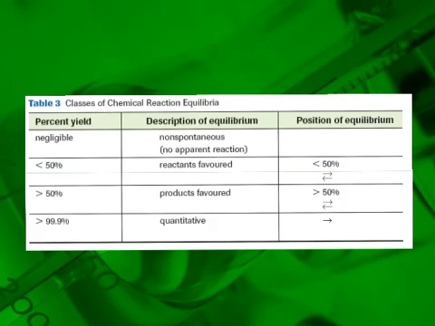And on this last slide, we have a table from the textbook summarizing those four values. If it's negligible, such as less than 1%, we can say the reaction is non-spontaneous. There will be no product formed at all. If the percent yield is less than 50%, the reactants are favored. If it's more than 50%, the products are favored. If it's almost 100%, it is quantitative, which means there will be no reactant molecules left at the end of the reaction.